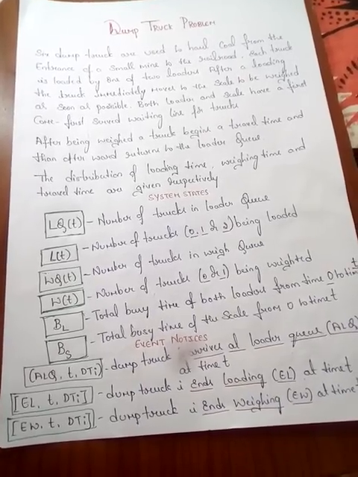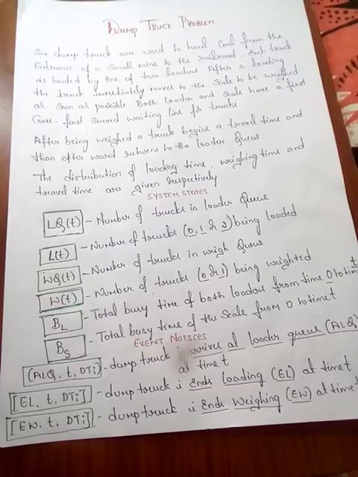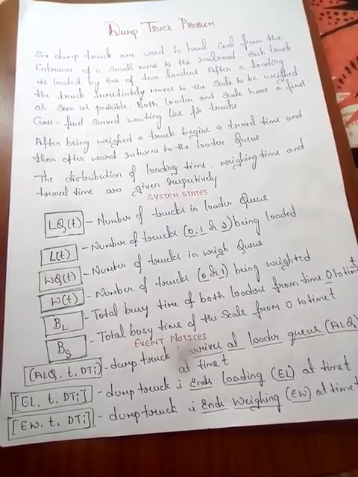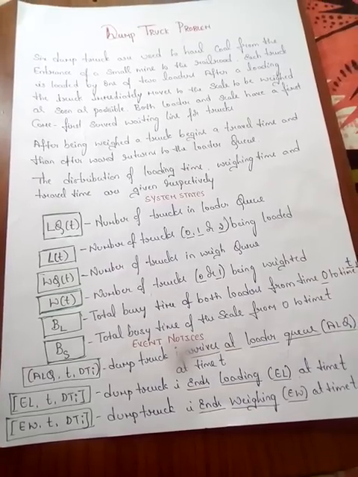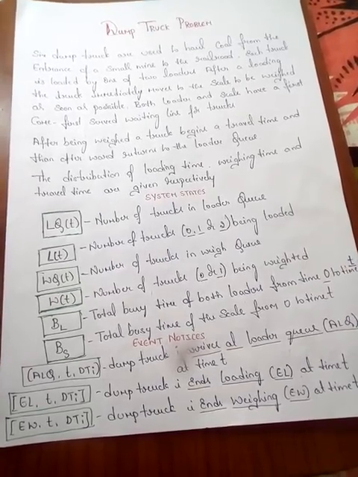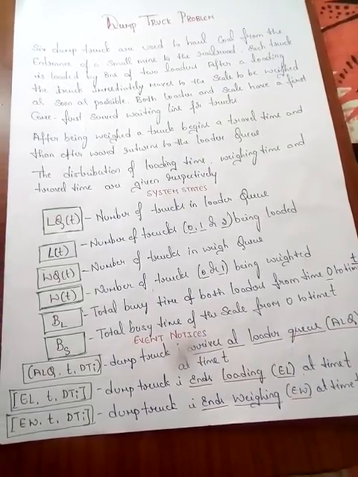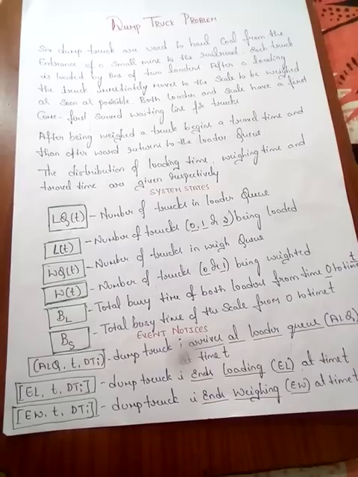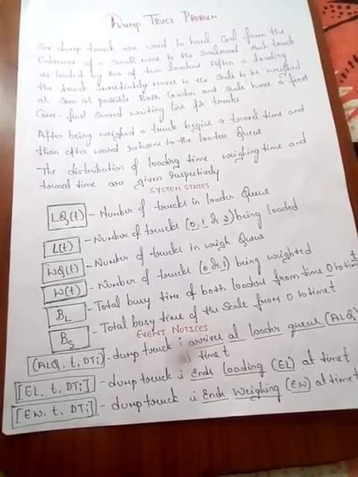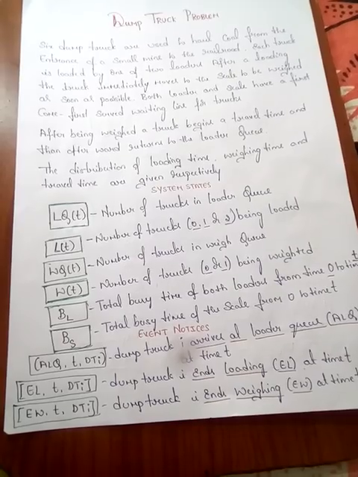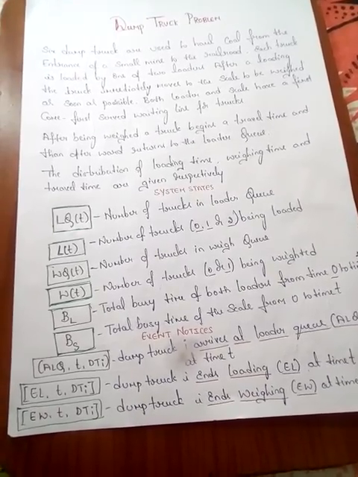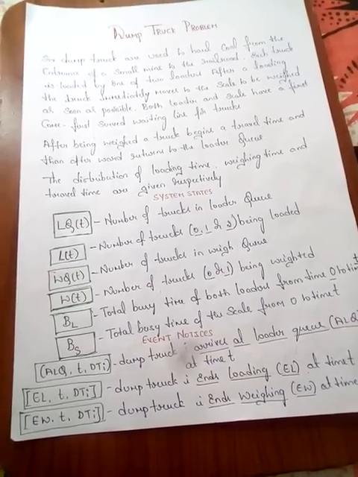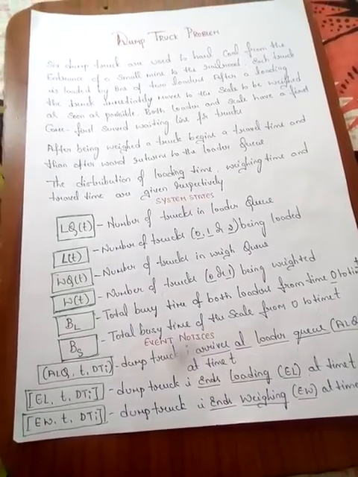Next is EL, which represents the end of loading at time T, where DTI represents the truck and I represents the truck number. The next event notice is EW, end of weighing. The dump truck I ends weighing, EW at time T, and DTI represents the truck and I represents the truck number. This is the main basics of how to solve a dump truck problem: the system states and event notices.